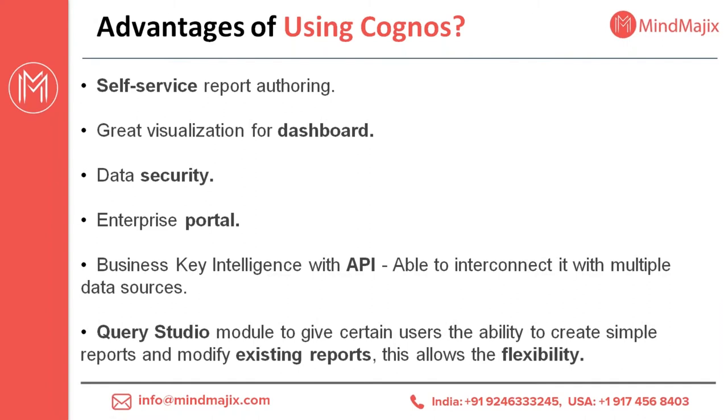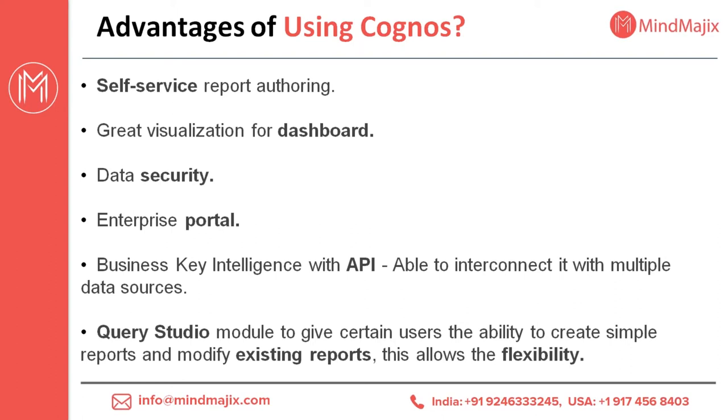And security: IBM Cognos provides security at enterprise level. It provides security at a group level. If we have a sales group of users in our organization, we can provide security at a group level, or else at user level, if we have individual users. We can even provide security at object level.